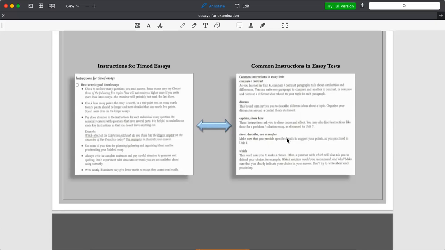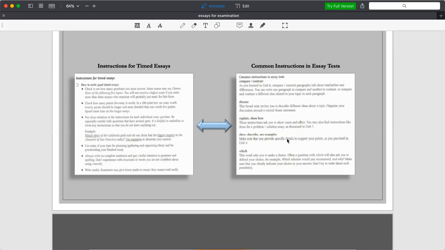Common instructions in essay tests: compare, contrast. As you learned, compare and contrast paragraphs talk about similarities and differences. You can write one paragraph to compare and another to contrast, with a different kind of idea related to your topic in each paragraph. Discuss. This broad term invites you to describe different ideas about the topic. Organize the discussion around a central thesis statement.